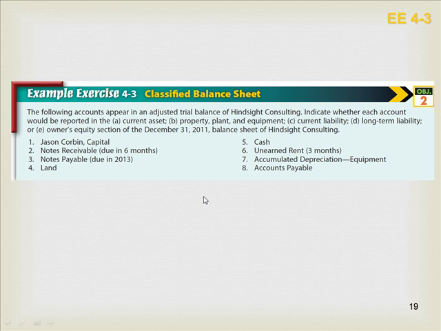Let's look at an example of a classified balance sheet. The following accounts appear in the adjusted trial balance of Hindsight Consulting. Indicate whether each account would be reported in the current asset, property, plant, and equipment, current liability, long-term liability, or the owner's equity section of the December 31st, 2011 balance sheet for Hindsight Consulting. At this time, I want you to pause the video, answer the questions, and then unpause the video to see if your answers are correct. Pause now.